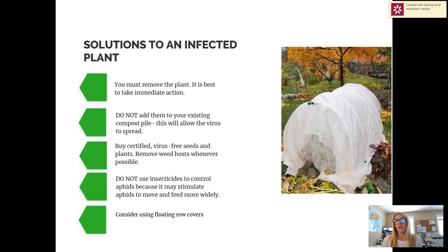Another good way is to use floating row covers where possible to prevent the aphids from reaching susceptible plants. And you can see that to the right of the screen. And finally, don't use insecticides to control the aphids, because the treatments usually don't act fast enough to prevent the aphids from transmitting the CMV. And it's said that it can actually stimulate the aphids to move and feed more widely, thus increasing the spread of the virus. So I would avoid doing that.